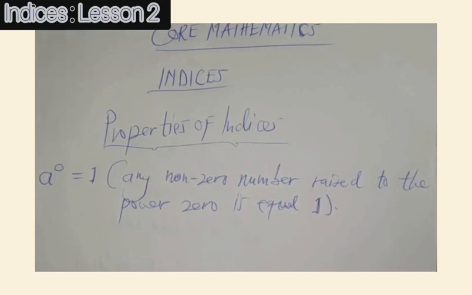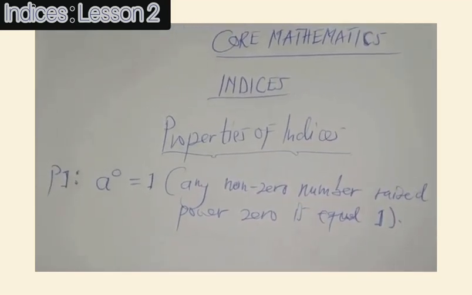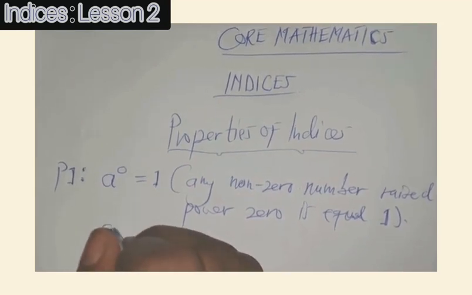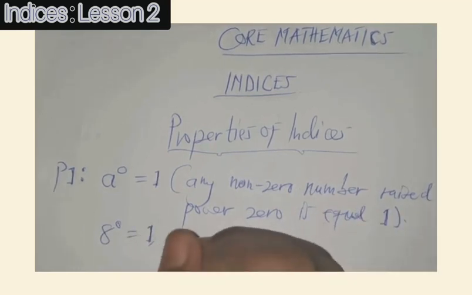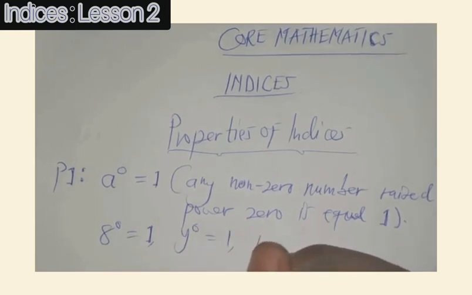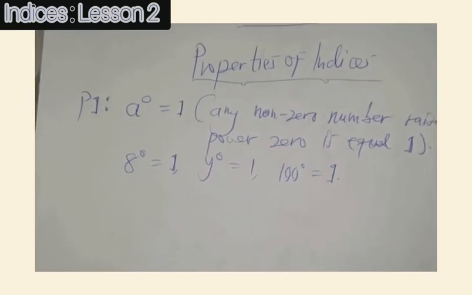If the number is non-zero, then we can say it is equal to 1. For example, h raised to the power 0 is equal to 1. If I have y raised to the power 0, it is equal to 1. If I have 100 raised to the power 0, it is equal to 1. So let's take note of the non-zero aspect. That's property 1.